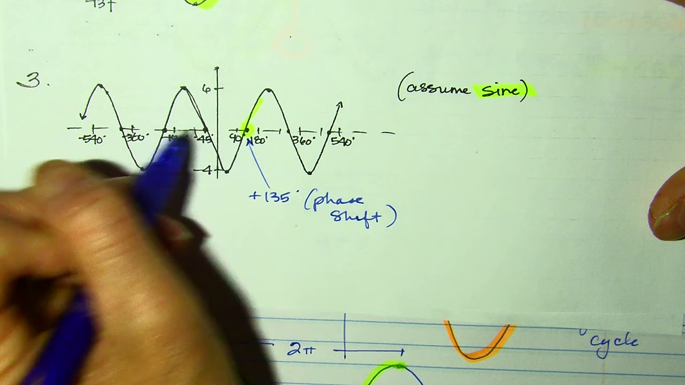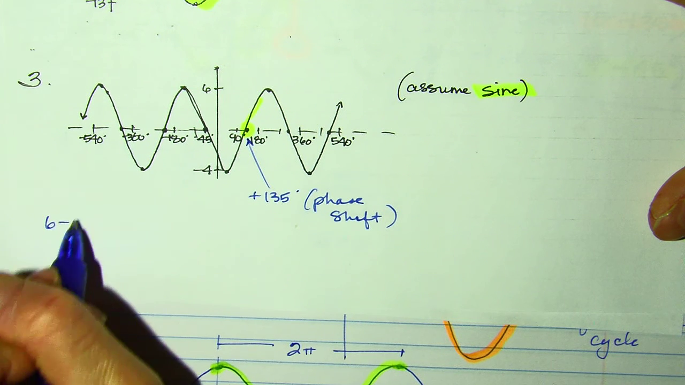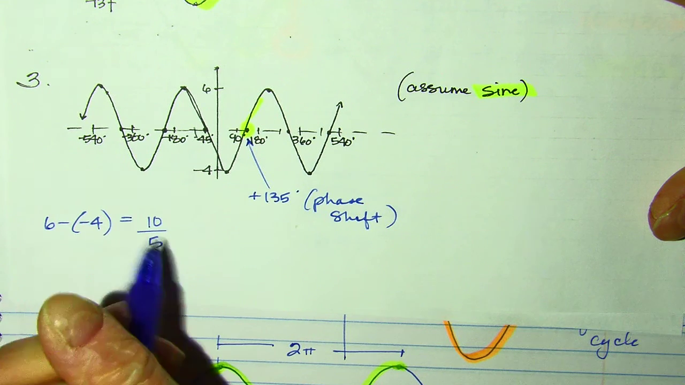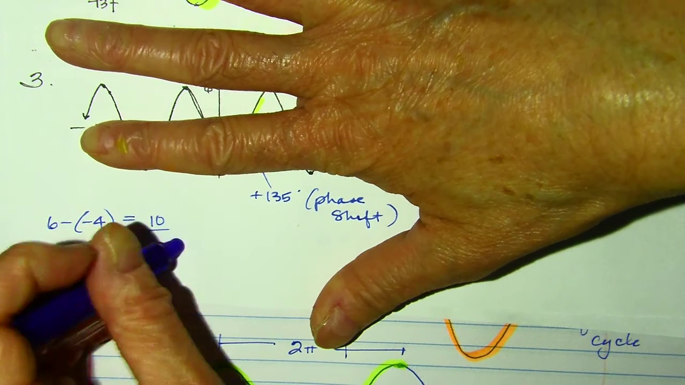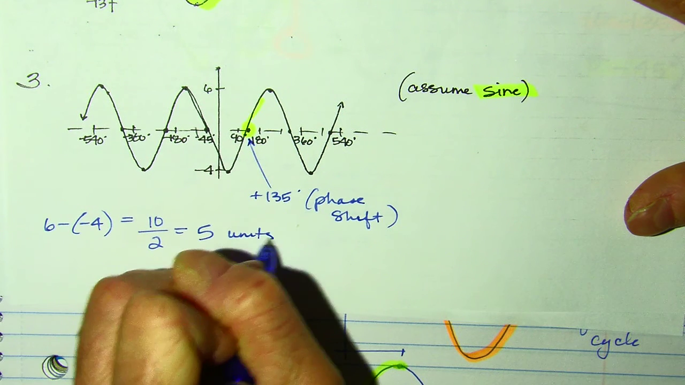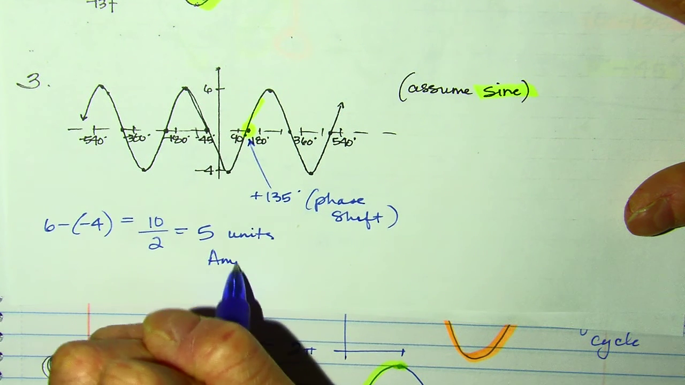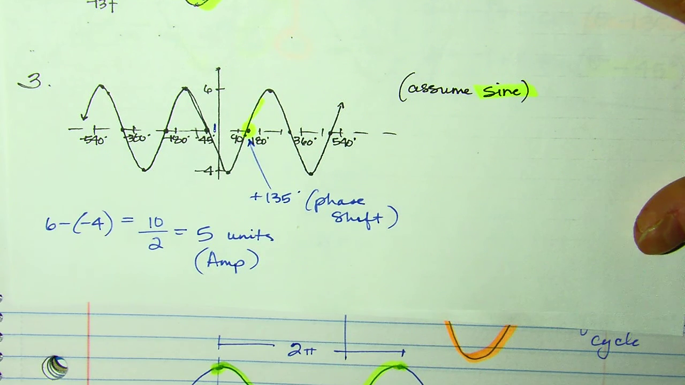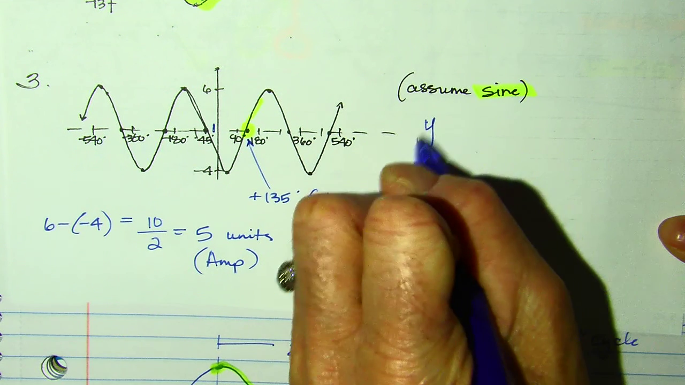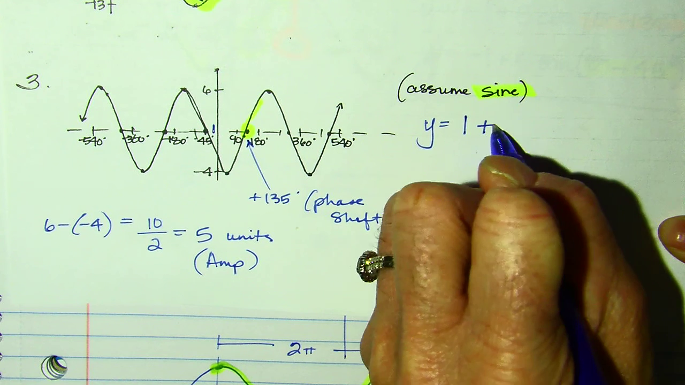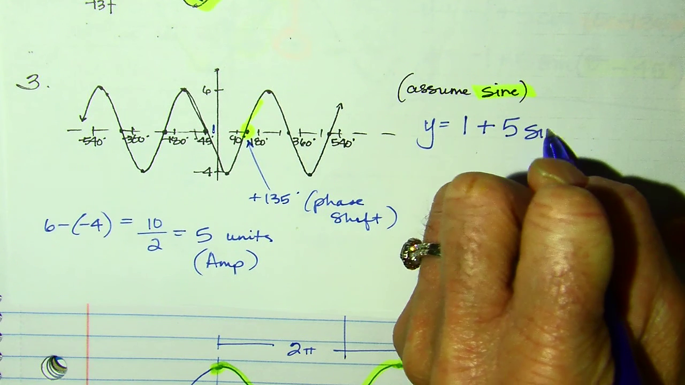My center line, 6 to negative 4, that's 10 units away. Whoops, so I'm going to divide that in half. So 5 units, that would be my amplitude. But that would also tell me 5 units, this center line would be at 1. So let's write what I have so far. I have a center line at positive 1 plus an amplitude of 5. I know this is sine.